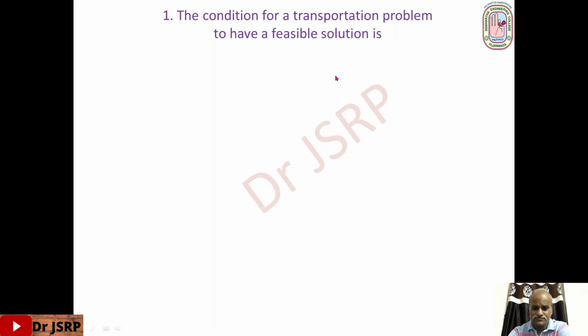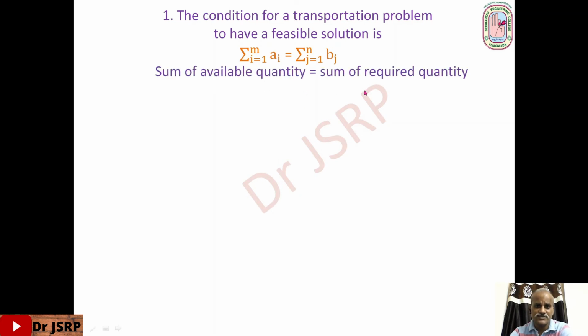Okay, here observe some points. The condition for a transportation problem to have a feasible solution is sigma ai equal sigma bj. Already we have discussed, that is sum of available amounts equal sum of required amounts. If this condition is satisfied, then only the problem has a feasible solution.